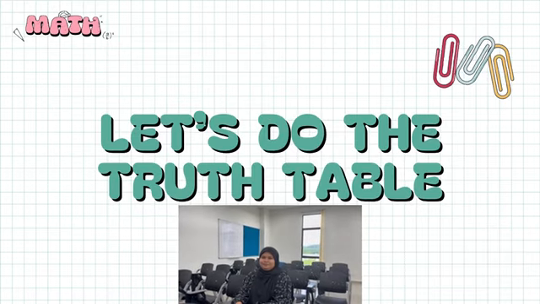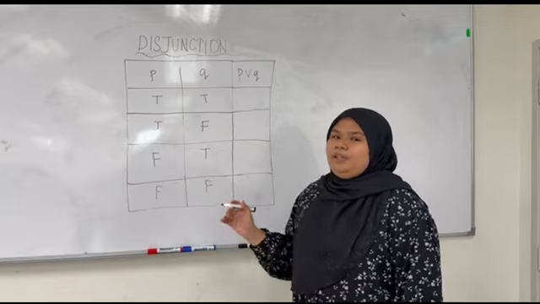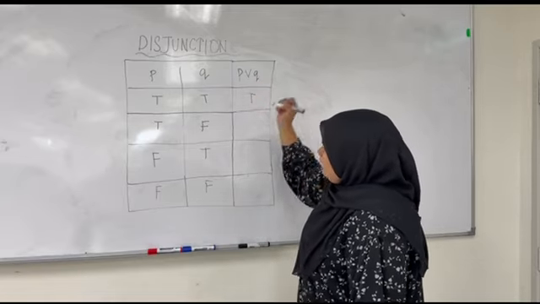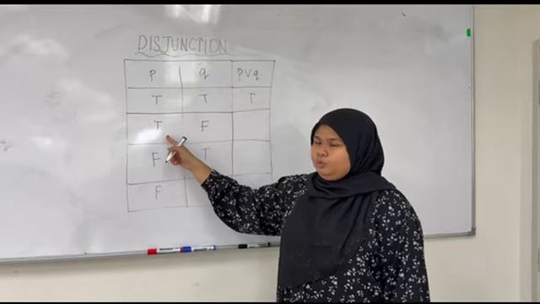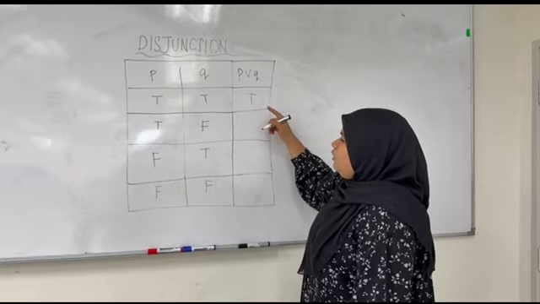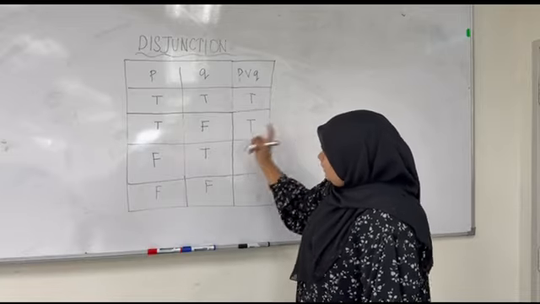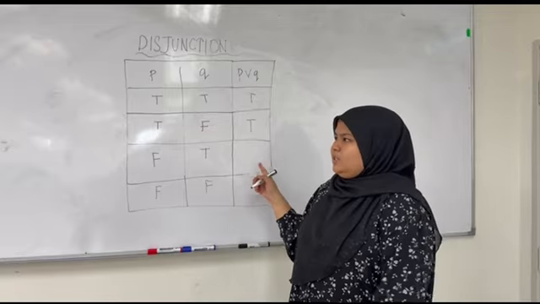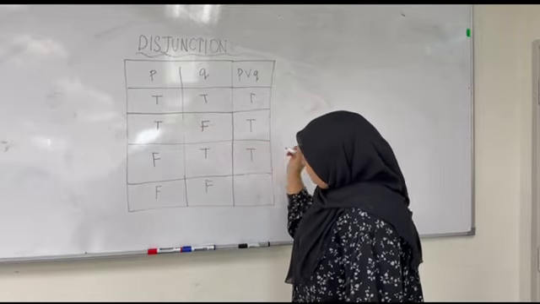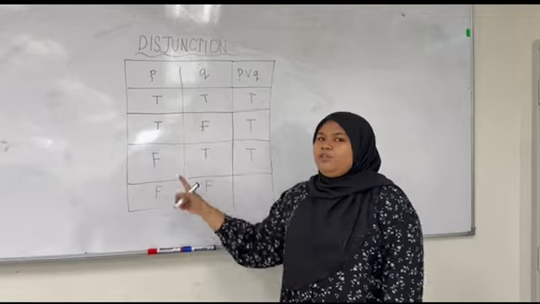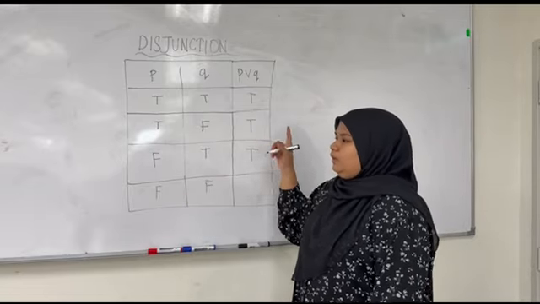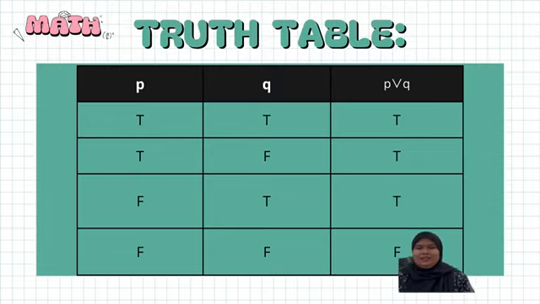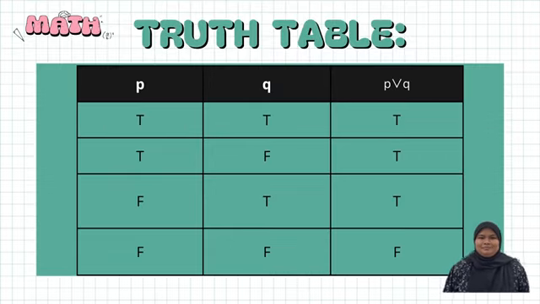Let's do the truth table. This is the disjunction truth table. If P true, Q true, P or Q will be true. And if P true, Q false, P or Q will be true. If P false, Q true, the disjunction will be true. For the last one, if P false, Q false, P or Q will be false. This is the final answer for the truth table.